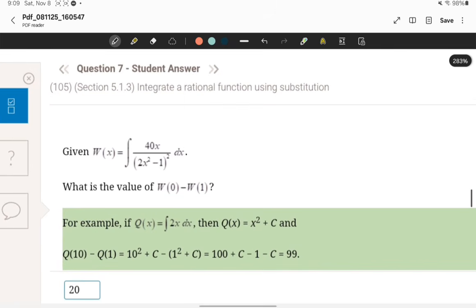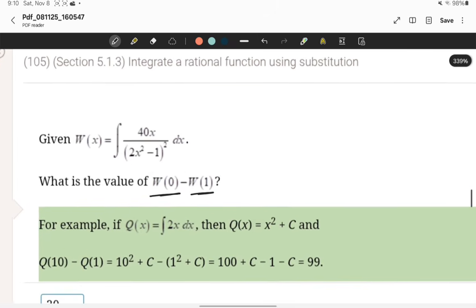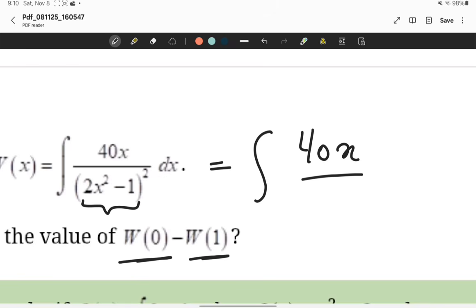Number 7. Here, this is in the AMS quiz, I believe, but here they're asking for when after you integrate, when you substitute 0 minus when you substitute 1. Okay, so for this we're going to integrate normally, but here we have a complex part. Okay, we have a power here, so we're just gonna replace it with u. So it's 40x over u dx.